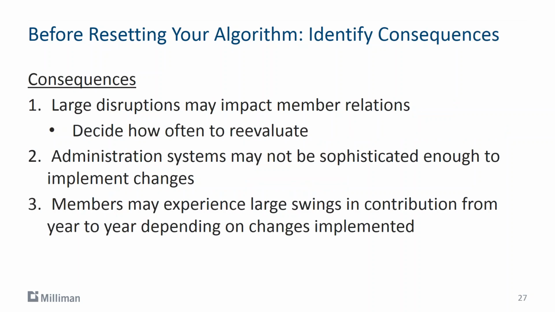Some consequences you might run into depending on the results of this analysis. You may see large disruptions in the rate for certain members, which could impact member relations. And again, you need to decide how you're going to evaluate that, and then perhaps, are you going to look at that again every year or every few years? How are you going to reevaluate that situation just to make sure that you're on the right track with these disruptions? Your administration systems may not be sophisticated enough to implement changes, so that could be a hurdle right at the very beginning that you need to consider to say, we can't overhaul our algorithm if we can't administer it properly. So that's something that you need to certainly consider.